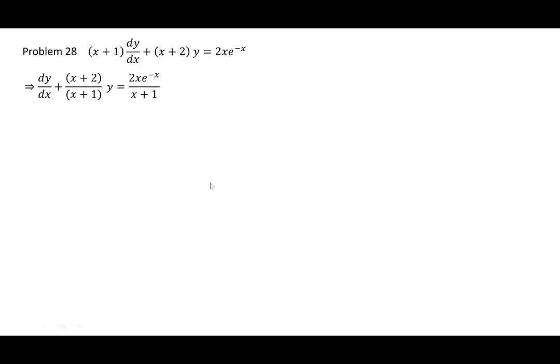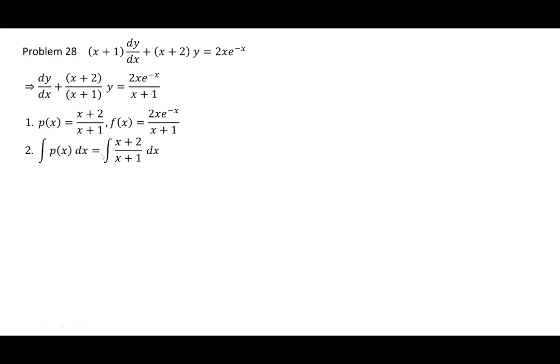Divide throughout by a1 of x, which is x plus 1. And p of x is the coefficient of y, and f of x is the right hand side stuff. Next step, folks, integral of p of x. How do you integrate this? Well, you remember, maybe in separation of variables, I talked about how I do this one.